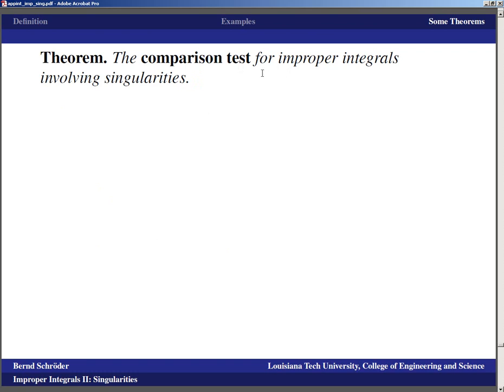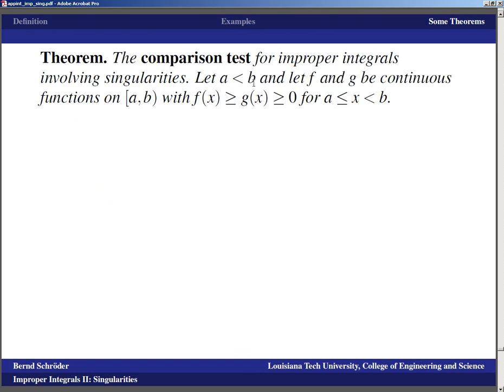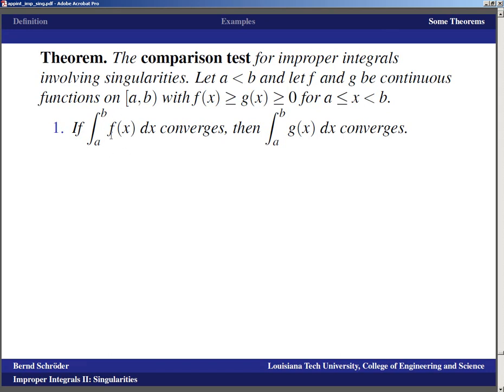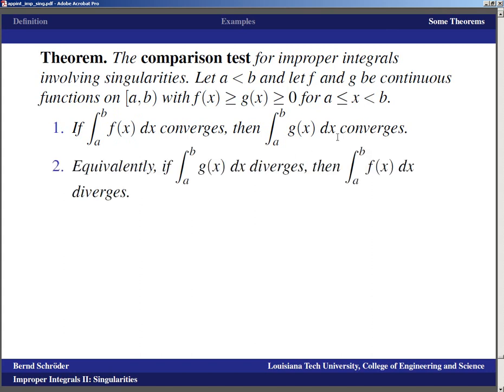And it basically works the same way for the integrals involving singularities. We've just seen it with the picture. Take a smaller b, take f and g to be continuous functions on the half open interval, so that f is greater or equal than g is greater or equal than 0 for x between a and b. If the integral of f converges, if the larger area is finite, then the integral of g converges, then the smaller area is finite also. Equivalently, if the integral over g diverges, so if the area that is trapped by g is infinite, then the area under f must also be infinite, so then the integral of f must diverge also.